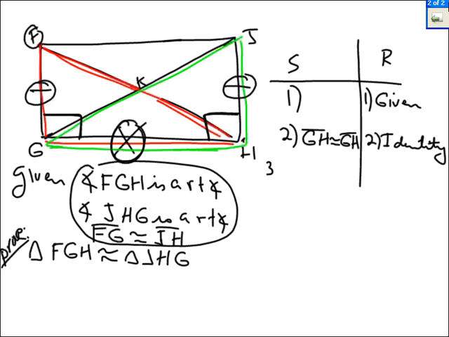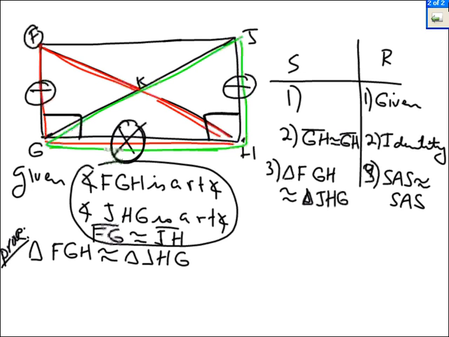Well, that's it. Now you can say triangle FGH is congruent to triangle JHG. And the reason is side angle side corresponds or is congruent to side angle side.